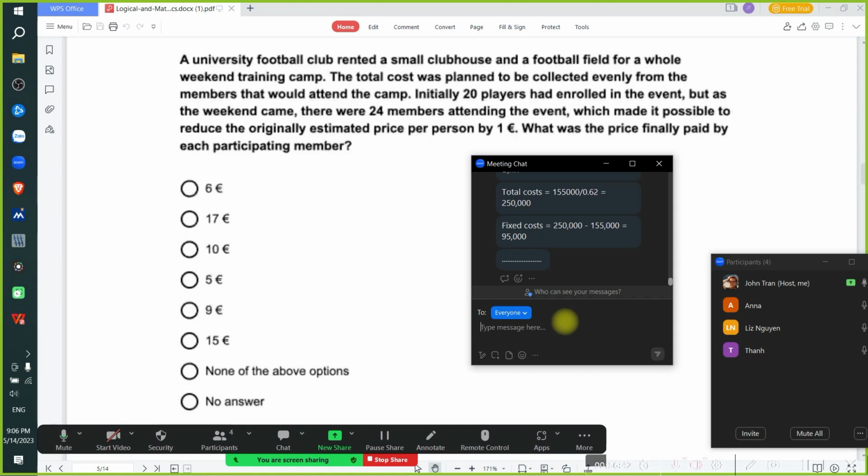Remember that the total cost for renting and everything is the same. It doesn't matter how many people attend. Nhớ là cái tổng giá nó sẽ giữ nguyên, không cần biết bao nhiêu người tham dự nha.